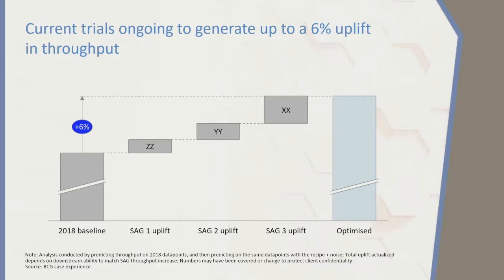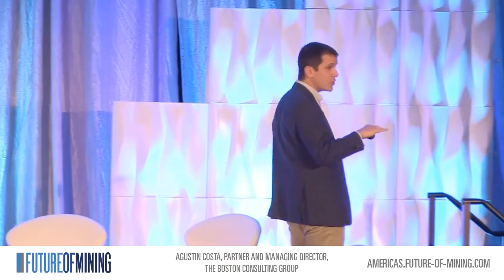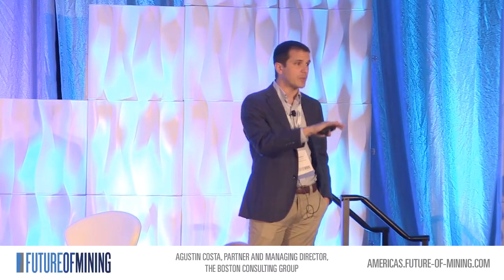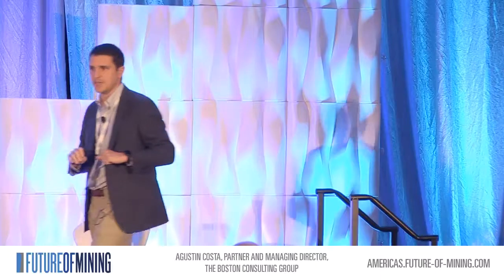Now, the model predicted that this would get them a 6% throughput increase. It was actually lower. What we got after the several trials was around 3%, 2.5%. But the reason was not because the model was wrong. It was because it encountered bottlenecks downstream. So actually, the flotation cells started being the bottleneck after we implemented this. Okay? So that kind of sums up my SAG example.